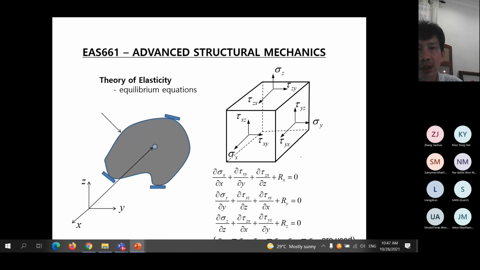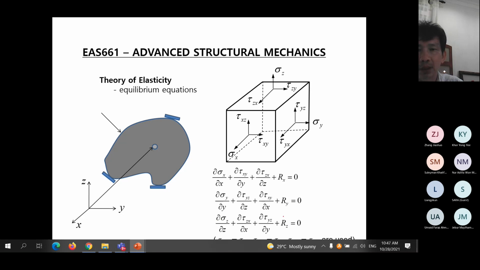The first set of equations that we need in order to solve a problem is the equilibrium equations. Equilibrium equations are represented by these 3 sets of equations, which are partial differential equations. So this is the first set, the second set, and the third set of equations.